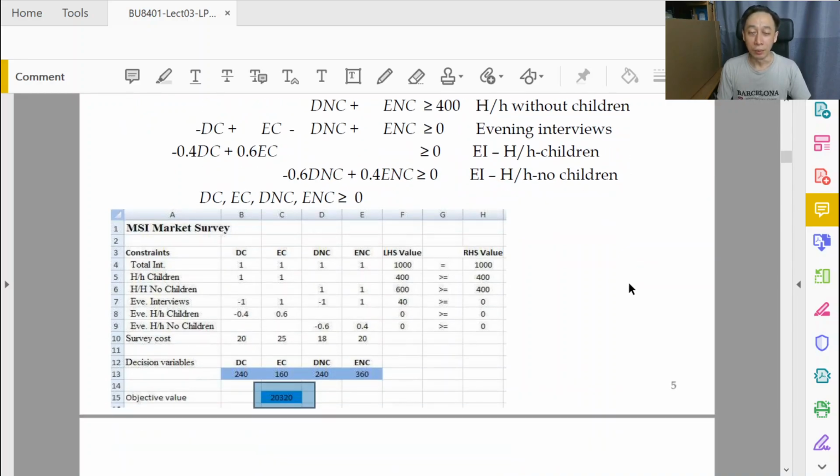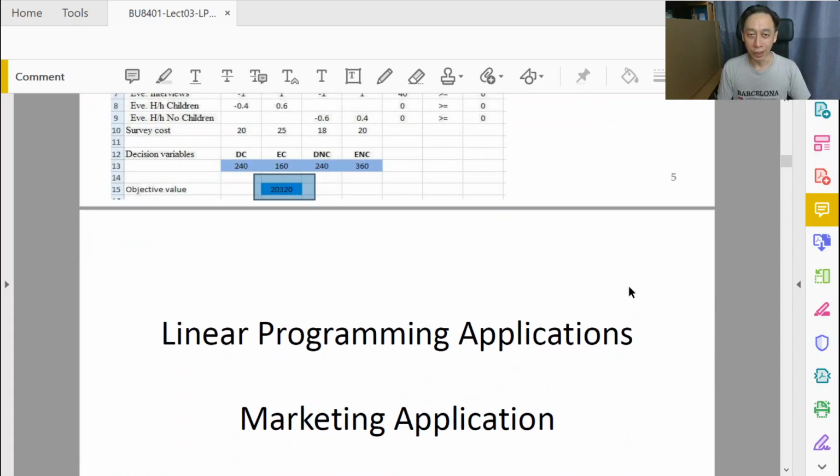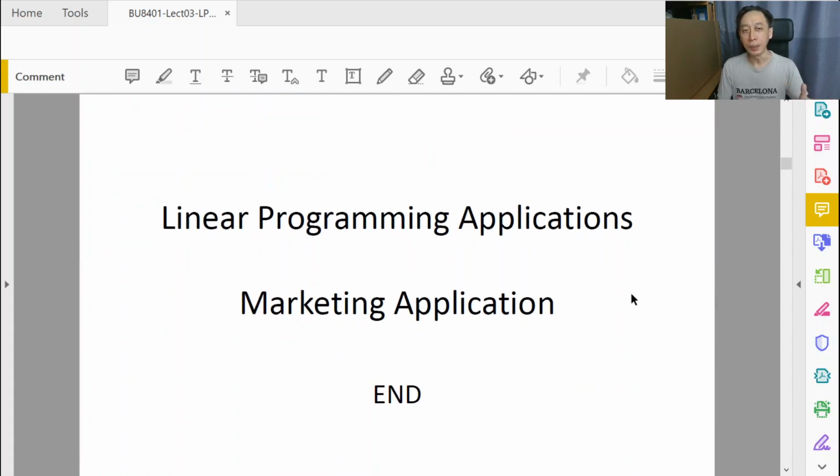Okay, so hope you find this useful in trying to convert a business problem into an LP model.